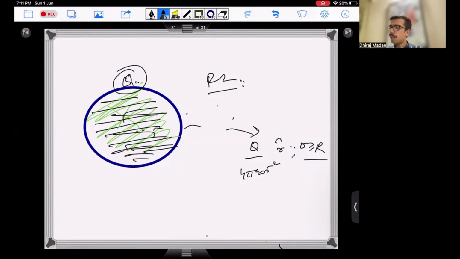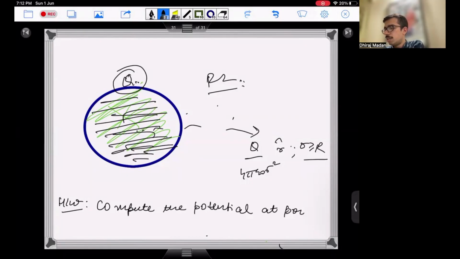So let's look at another problem. By the way, we can also compute potential. That I'm leaving as a homework exercise: compute the potential at points outside the outer shell, outer surface. This is also a homework exercise.